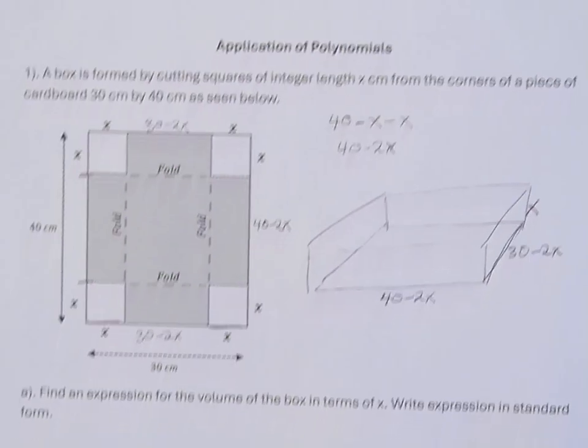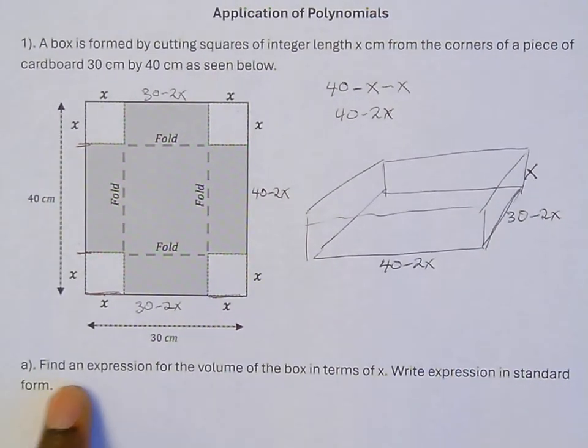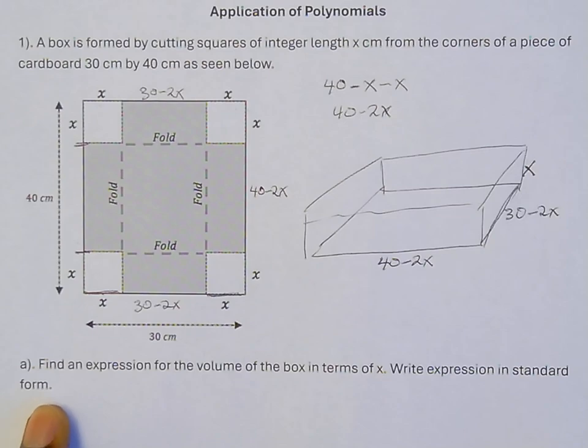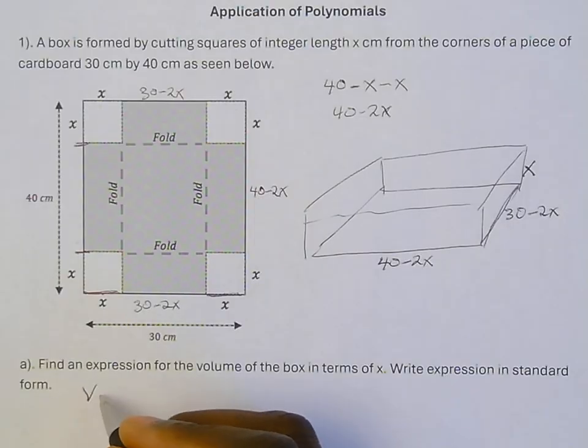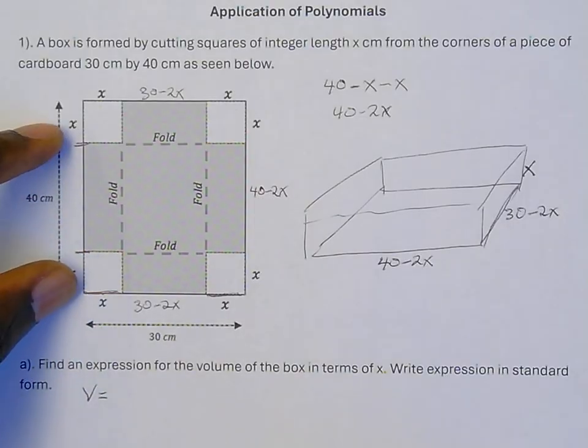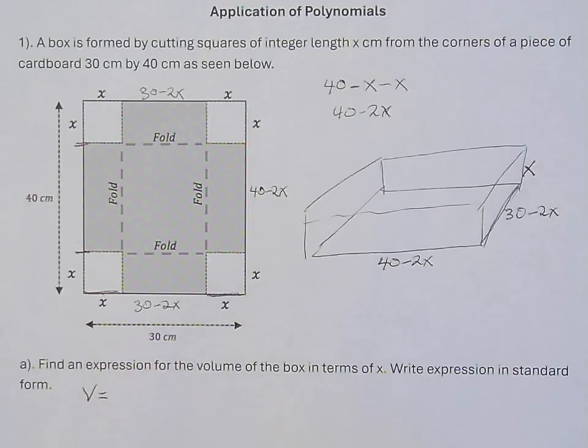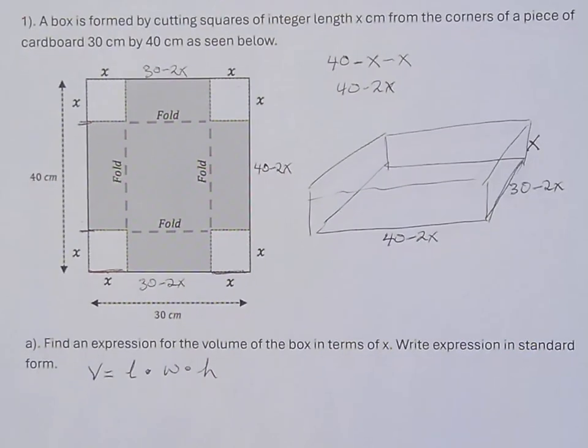Now the question goes on to say, find an expression for the volume of the box in terms of x and write the expression in the expanded form. What we know from 8th grade or middle school, and even last year when you did geometry, is that the volume of a box like this, a rectangular prism, is going to be the length of the base times the width of the base times the height. So this is the formula we know already.